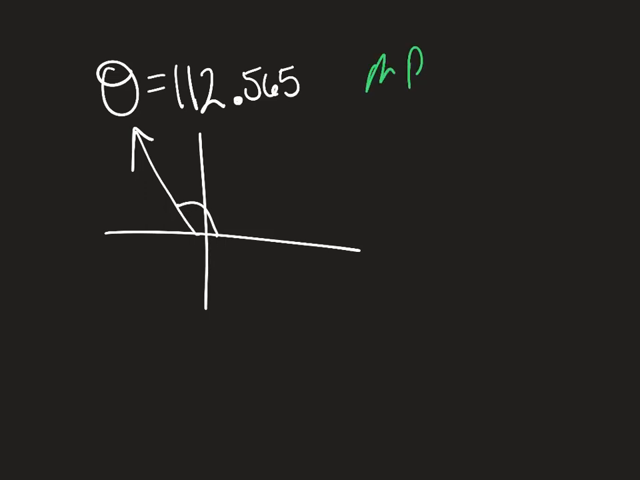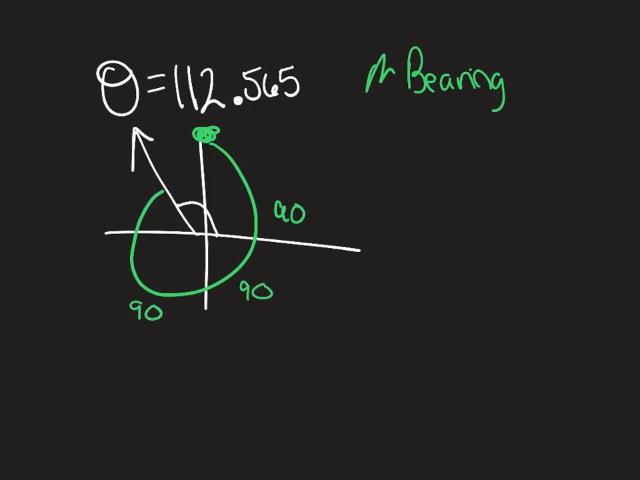So let's do bearings. Bearings start at due north and they rotate clockwise. So I would have done this angle: 90, 90, 90, and then we knew this piece over here was 67.435. So my theta with a bearing on it would have been 337.435 degrees.